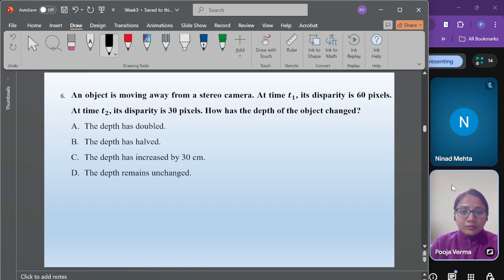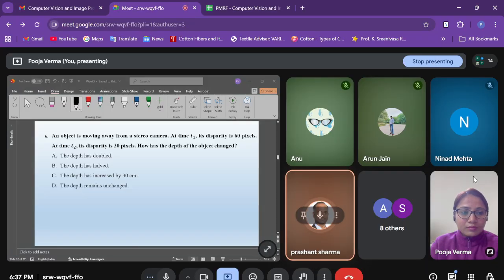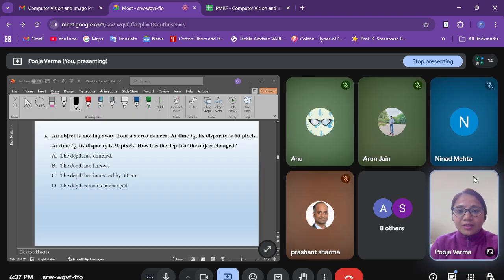It will double. Okay, it will double. Okay, how? The object depth is inversely proportional to the disparity. So that's why. Yeah, correct.